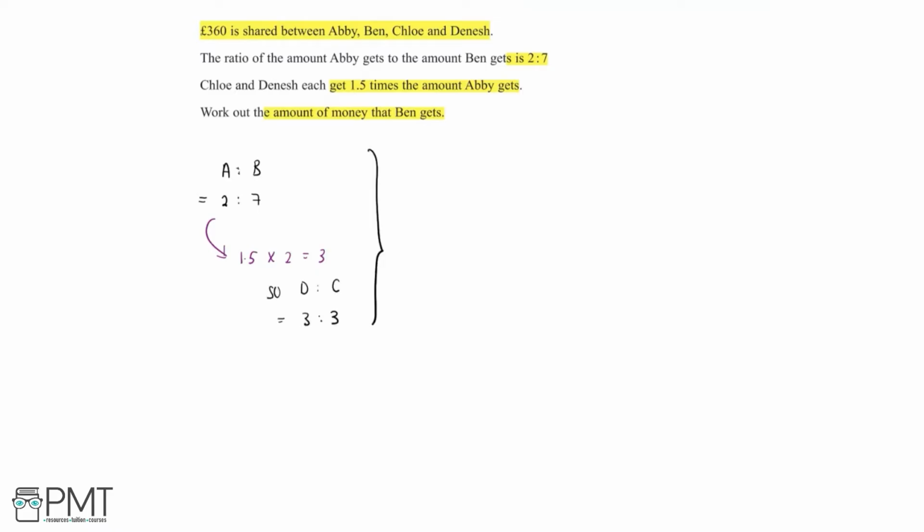And so we can now say that the ratio of the amount Abby gets to the amount Ben gets, to the amount Chloe gets, to the amount Dinesh gets, is 2 to 7 to 3 to 3. Now we can total up the ratios, and so 2 plus 7 plus 3 plus 3 is equal to 15, and so this makes up 15 parts in total. Now since we're told that £360 is shared between the 4 people, we know that 15 parts equal £360. And so using this information, we want to find how much 1 part is worth, and so we can divide both sides by 15. 360 divided by 15 is equal to 24, and so 1 part is equal to £24.